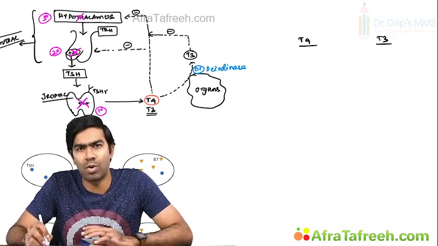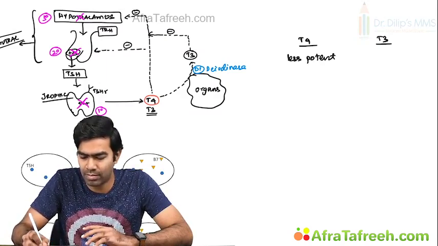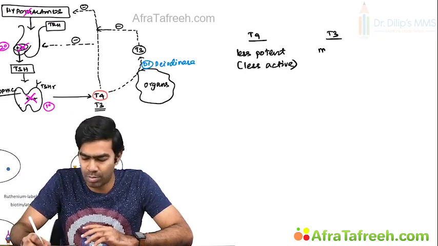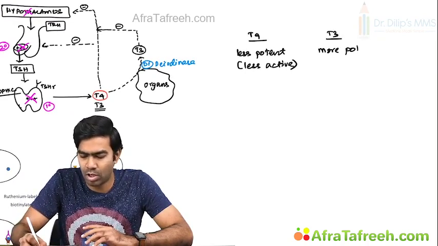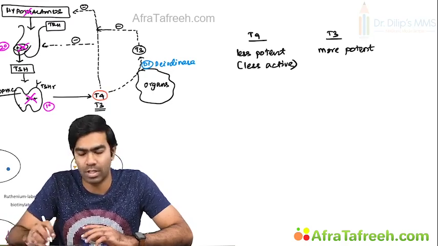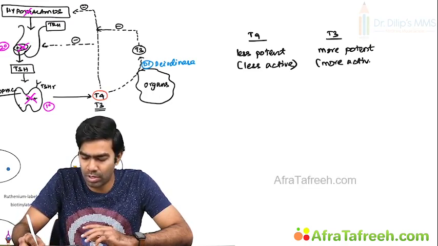We know that T4 is less potent, which means in the sense it's less biologically active, less active compared to that of the T3. T3 is very highly potent. By definition, it is almost 3 to 4 times more potent than T4. Clear? And it is more active in the sense it is the hormone that is going to be biologically active.